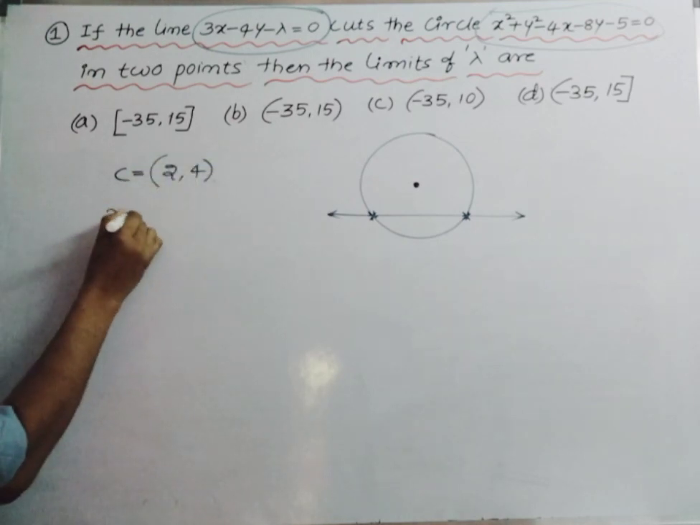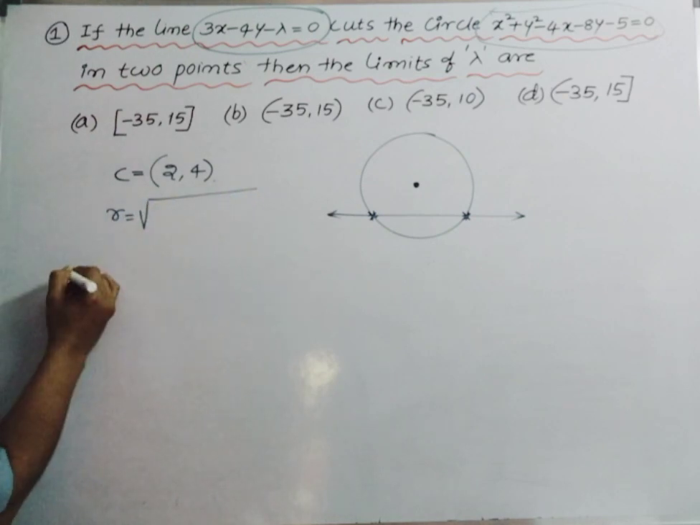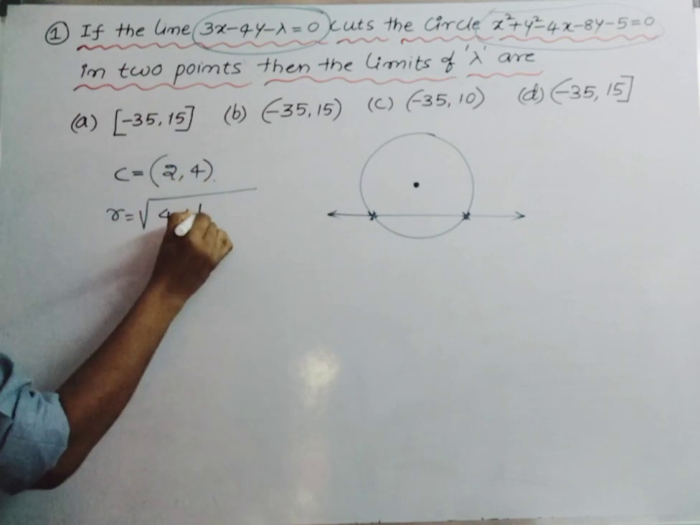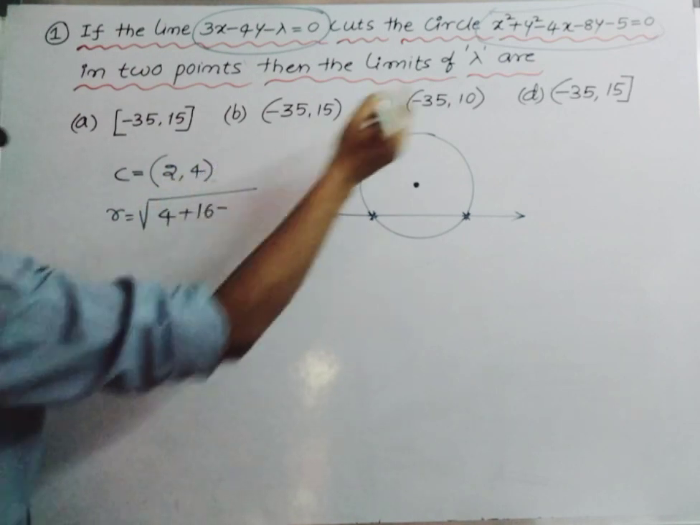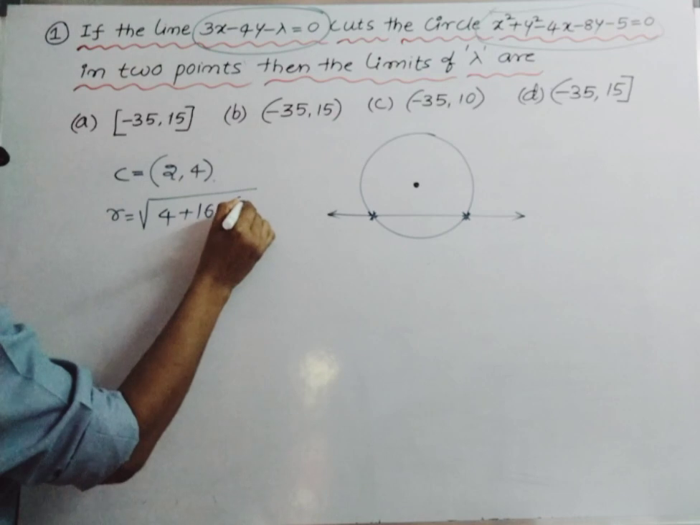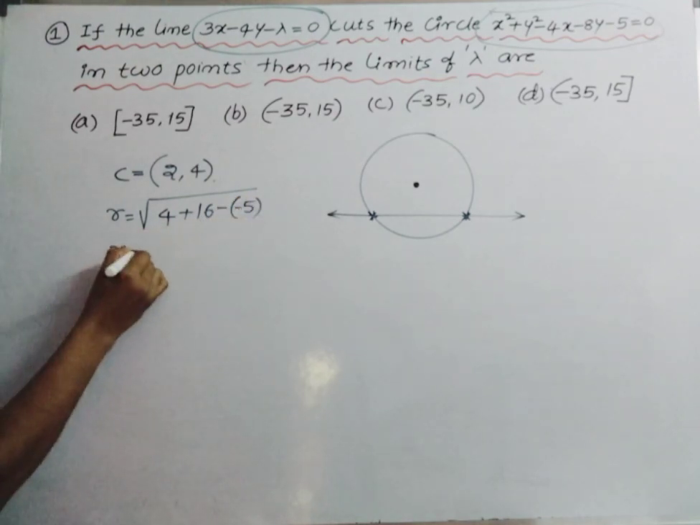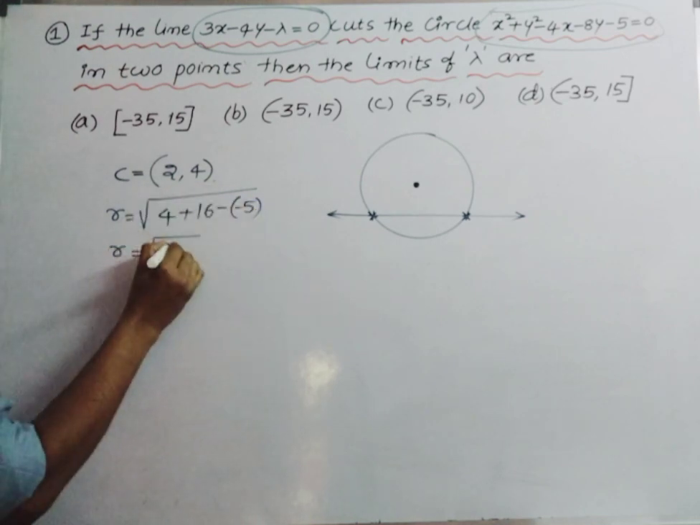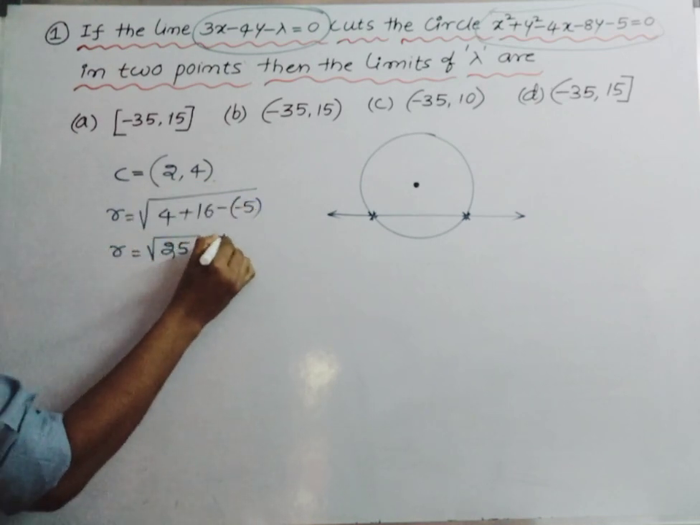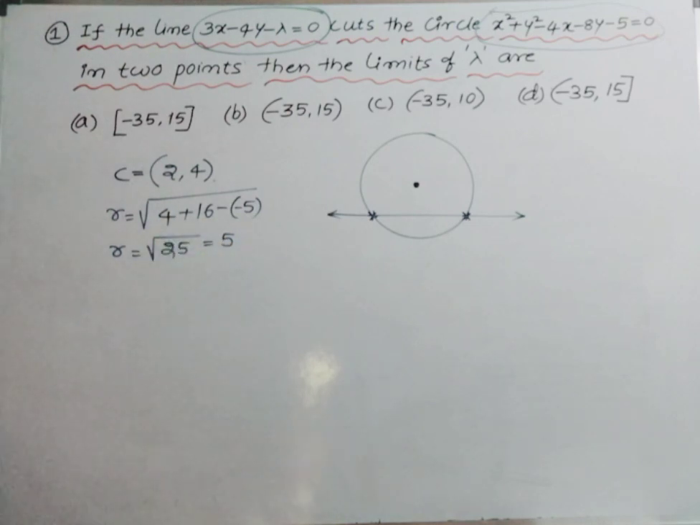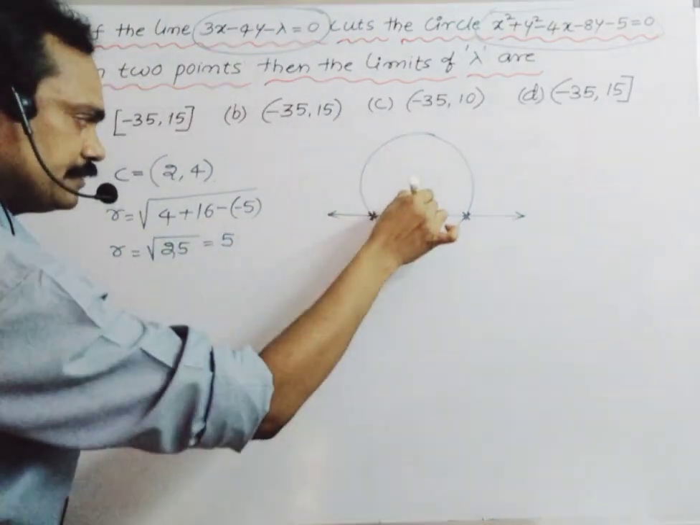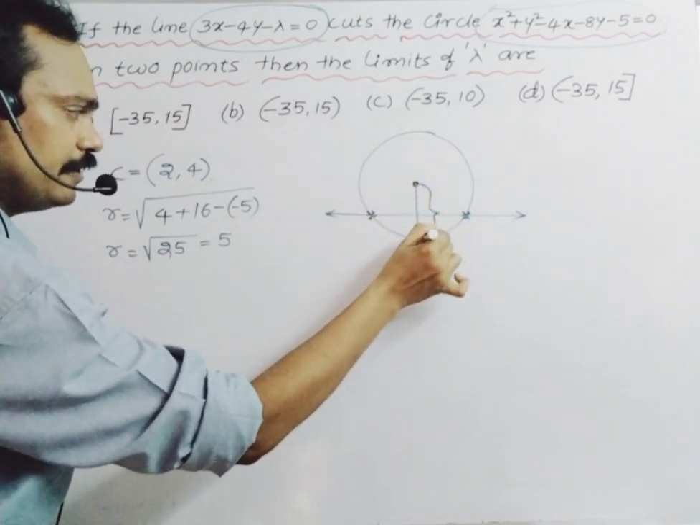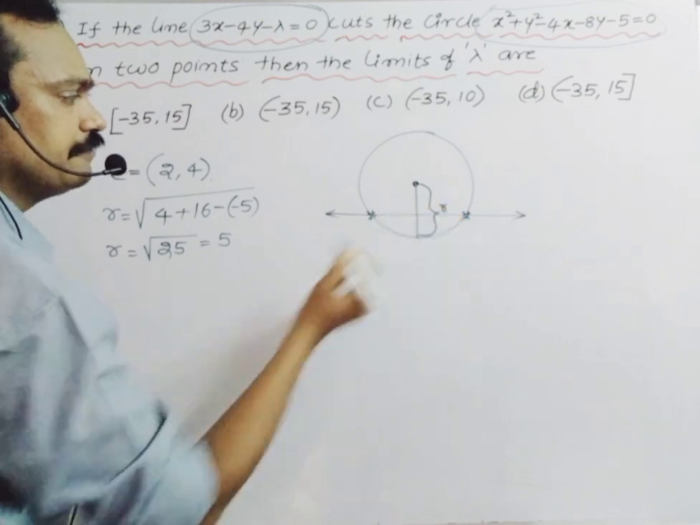And what about the radius? g square is 4, f square is 16. Here the constant is minus 5, no? Minus 5. Minus of minus becomes plus. So 4 plus 16 plus 5 is 25, and the root remains 5. This is the radius. The radius of the circle is 5.